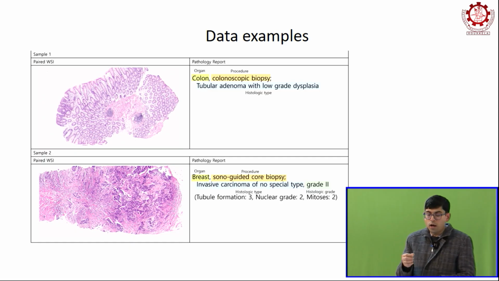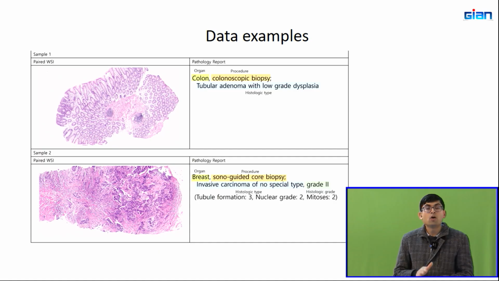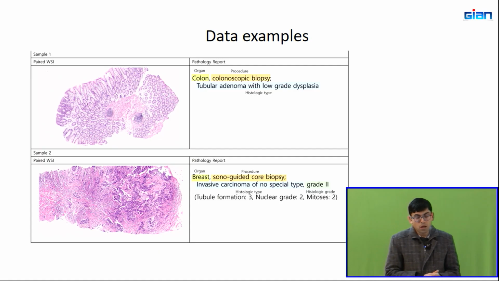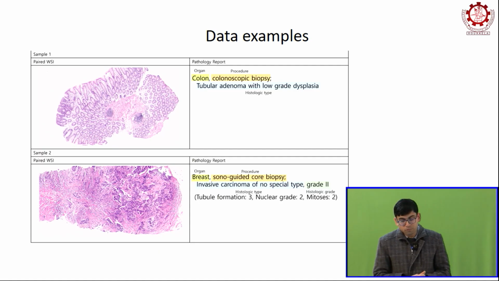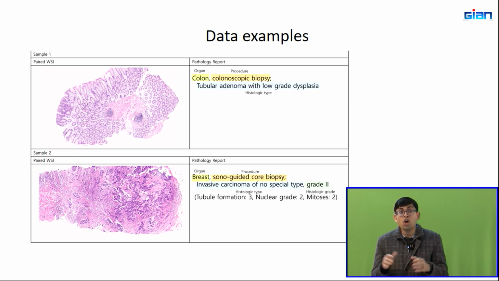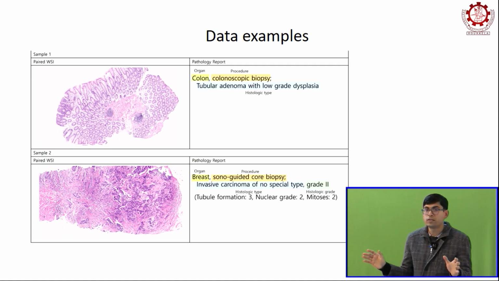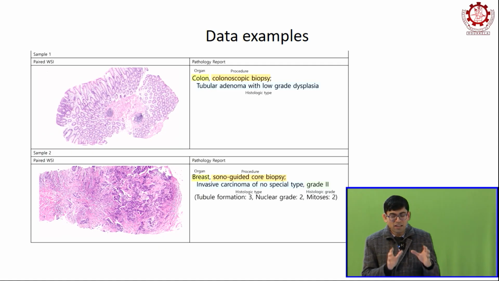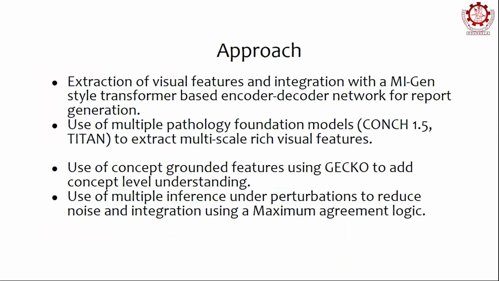You had the procedure, how it was taken, and then what was the diagnosis? So it was a tubular adenoma with low-grade dysplasia. And for the second one, it came from the breast, a sono-guided core biopsy, and the type was invasive carcinoma. It was diagnosed by the pathologist as grade 2. Sometimes there might be other kinds of grades like mitosis, nuclear grade, tubule formation, and so on. So bottom line, it was a very heterogeneous data set. Okay, so it was not a similar level of information for all the diseases.